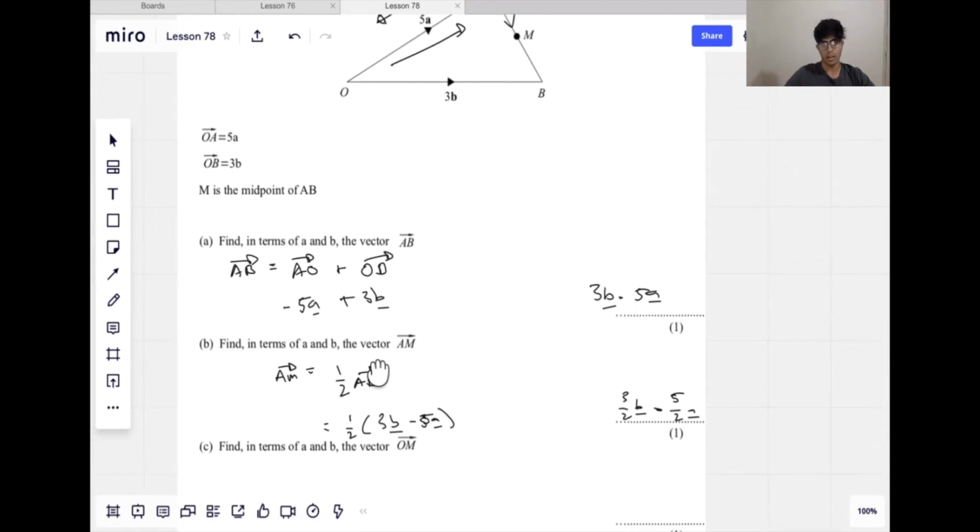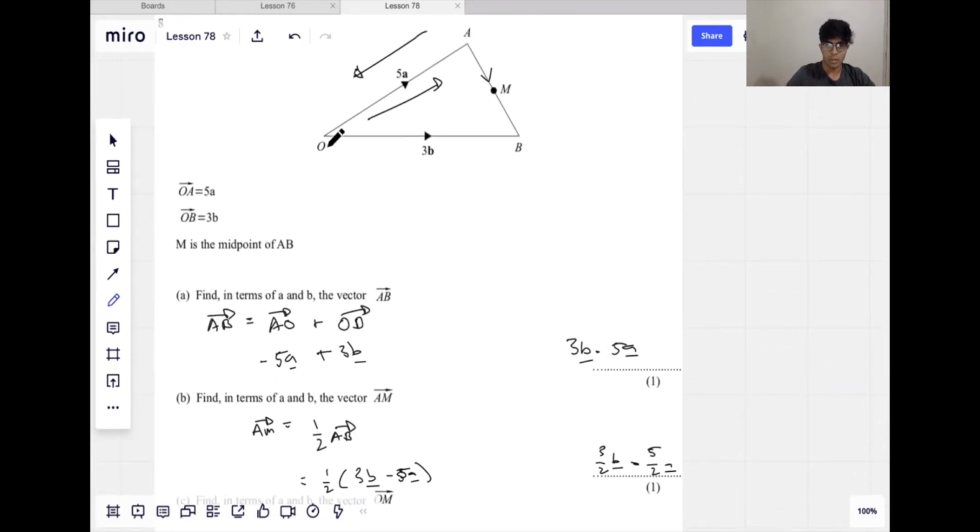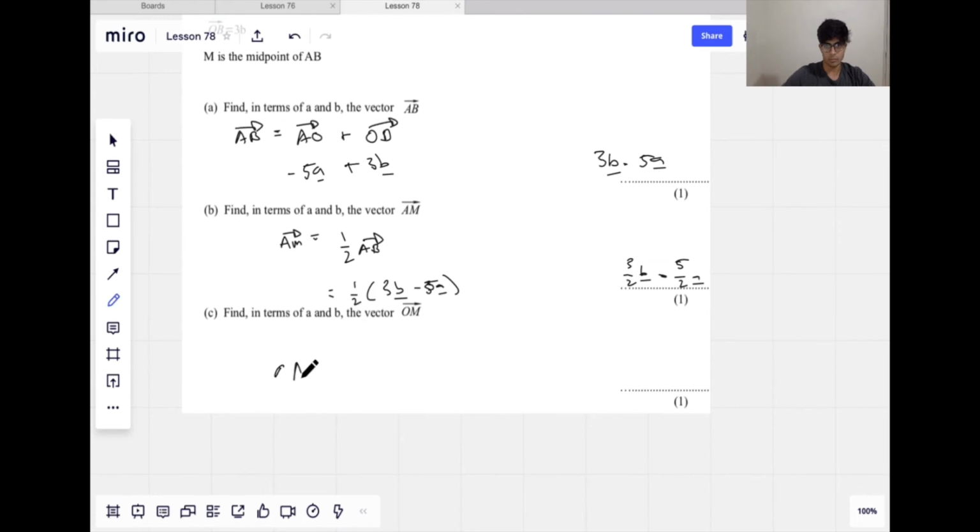Okay. We don't know O to M directly, right? We don't know how to get from O to M directly. That's literally the question. To go O to M, we can go O to A, then A to M. That's what we're being asked. O to M is the same thing as going O to A plus A to M.